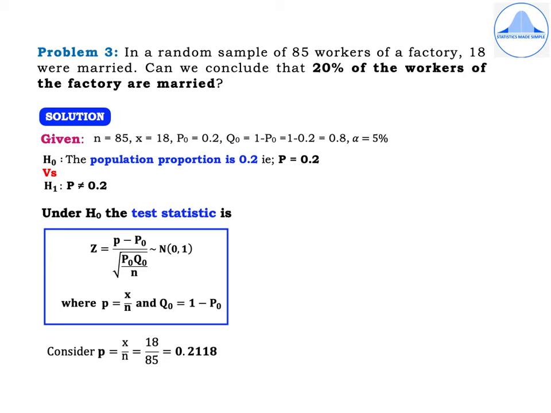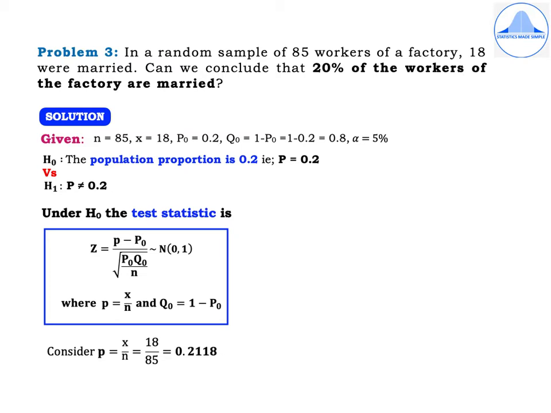That is 20%. When we convert it, we get 0.2. So Q naught is equal to 1 minus P naught, which is 1 minus 0.2 is equal to 0.8. And because alpha is not mentioned in the problem, it is taken as 5%. Then write H naught. Write the general format. That is, the population proportion is P naught. That is the general format. But here P naught is how much? It is 0.2. That is, P is equal to P naught. So here it will be P is equal to 0.2.